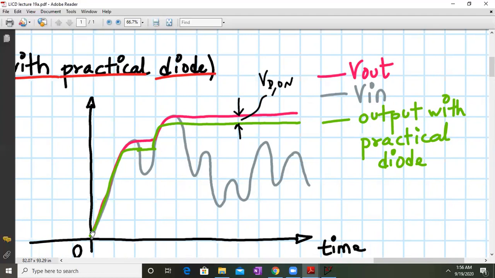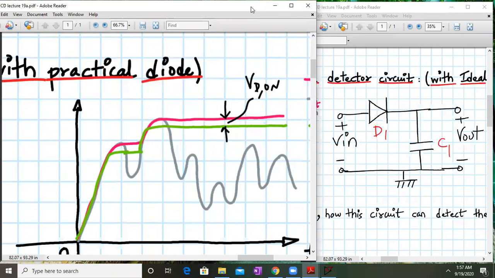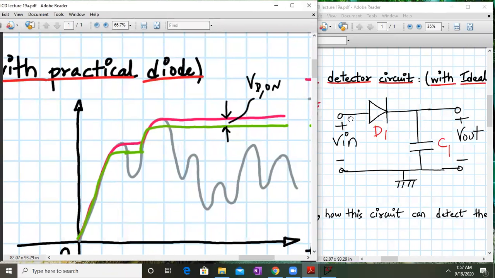So basically, initially I have already explained all. Let me just clarify it once more time. Okay, so this is my circuit, and this is my practical diode. Whenever my Vin crosses 0.7, let's consider VD on to be 0.7, then the diode will turn on and the capacitor will start charging towards the peak value.